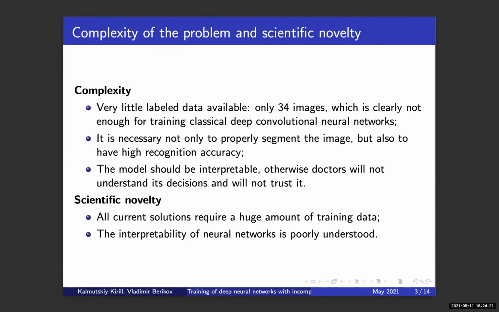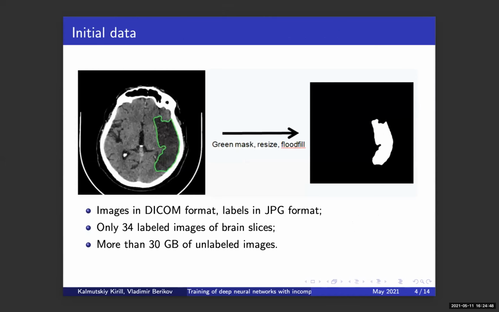And also the scientific novelty is that, as I mentioned, all current solutions require a huge amount of training data, but we have only 34 images, and we need to somehow expand our data set to train a huge model. And also we need to somehow interpret the results of our model. So the initial data was in DICOM format. We transform it into JPG format. We extract masks, then we fill those masks, those contours, and we also resize our raw images, and therefore we get some masks and also the raw image related to each mask.